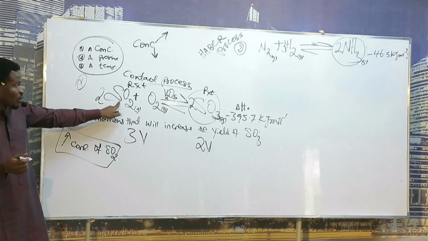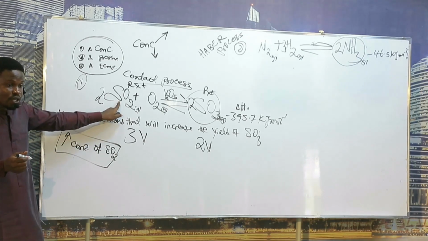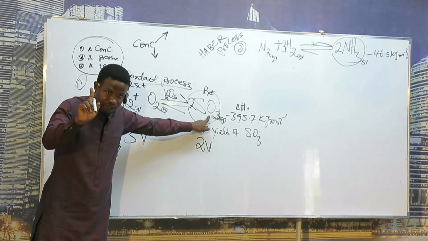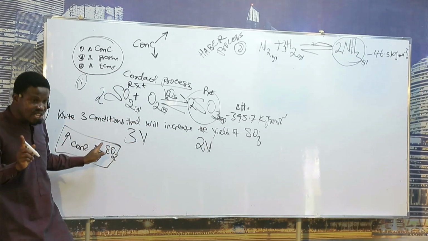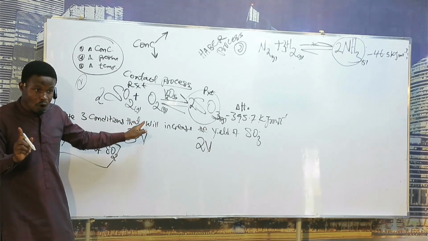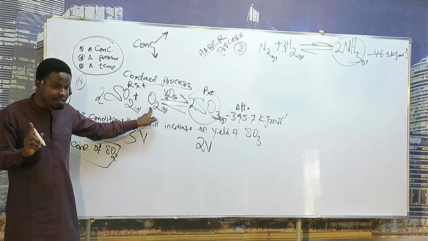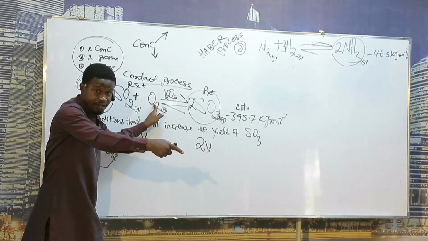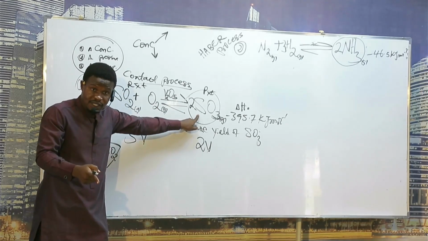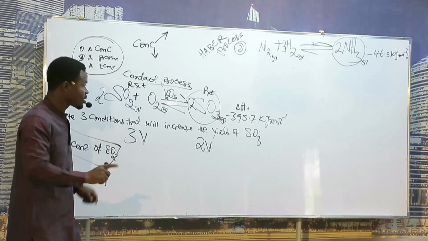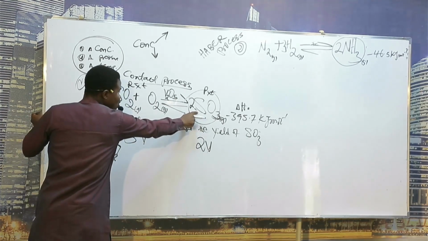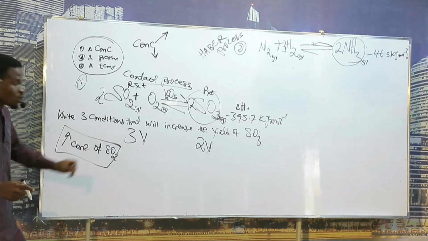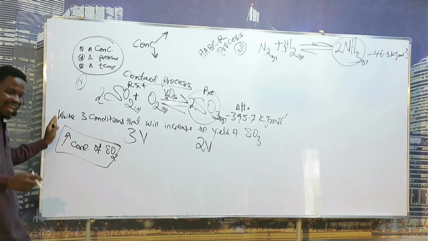If I increase the concentration of this, what will happen to the equilibrium position? It will shift to favor this one. Now, don't write. I know you want to write. If you increase the quantity of oxygen or air, what will happen again? It will shift again to favor the production of this. Now, listen. If you increase the concentration of SO3, what will happen to the equilibrium position? It will shift to the left-hand side.